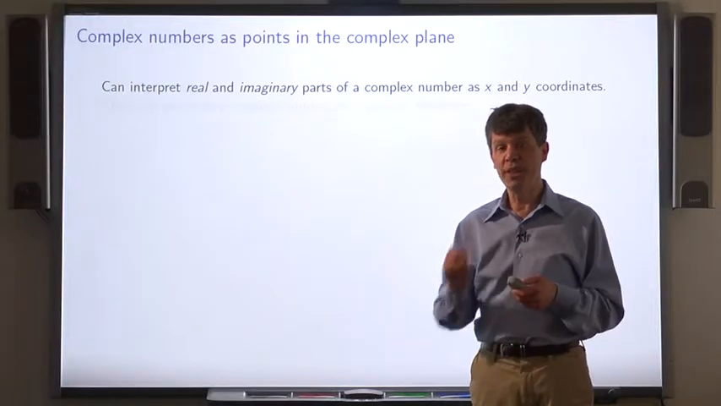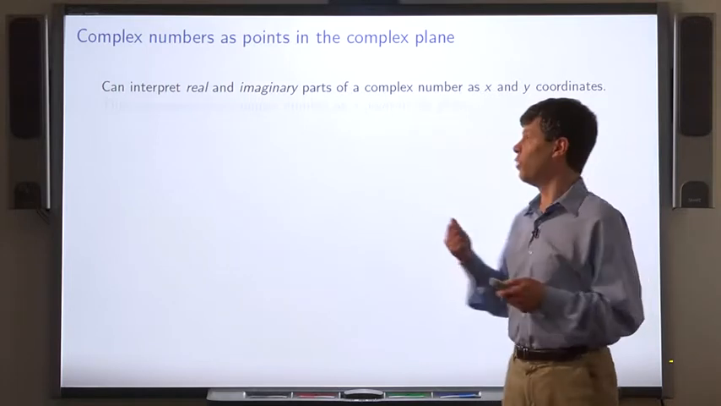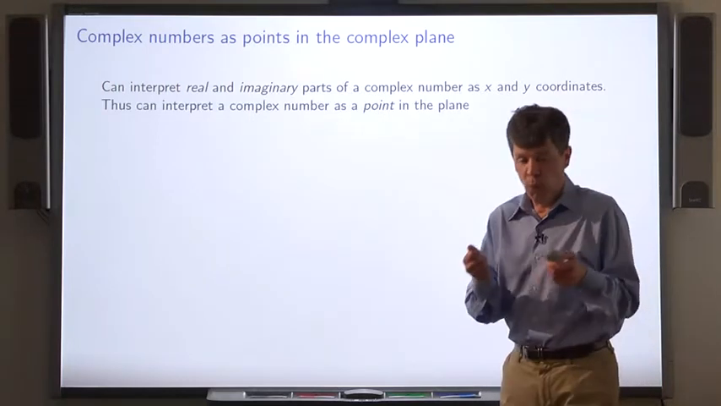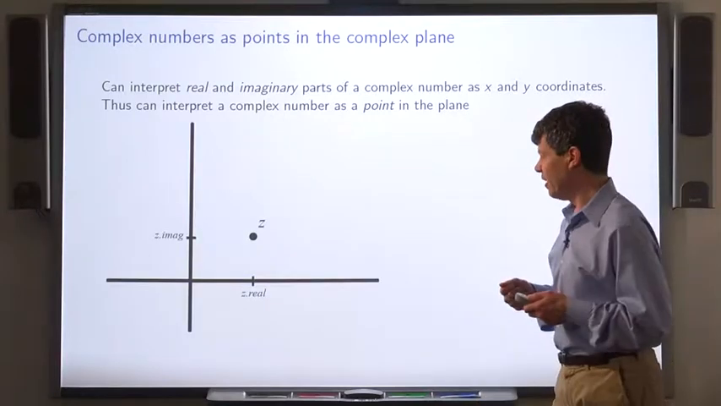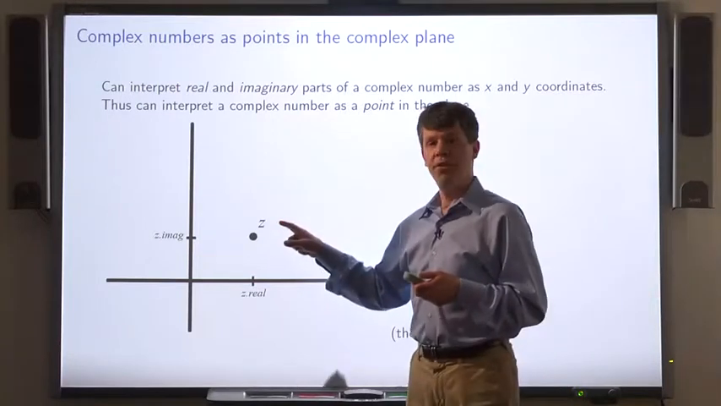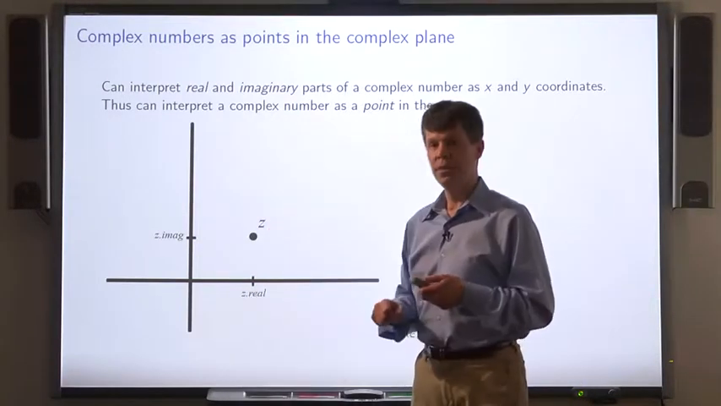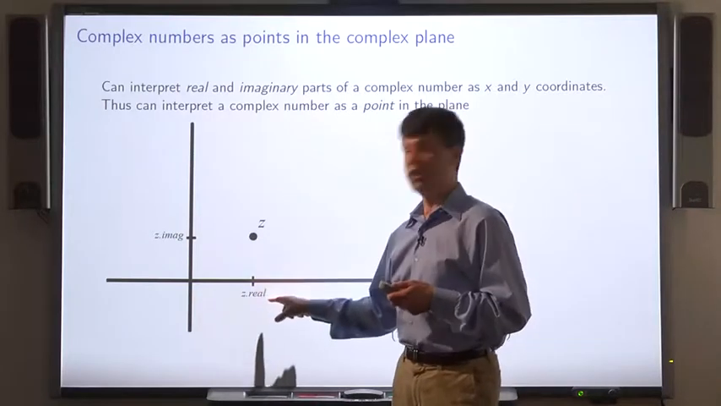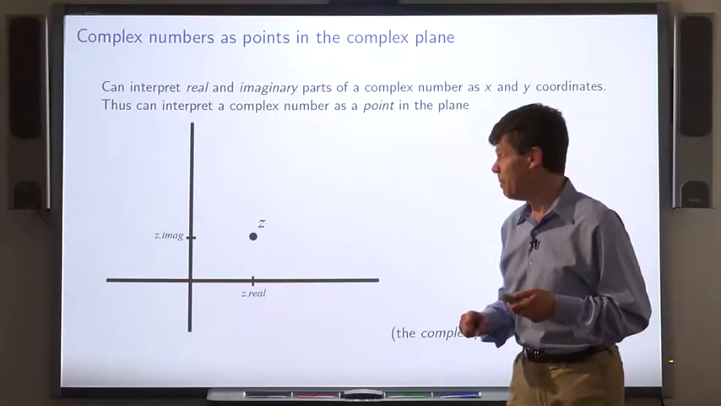We can interpret the real and imaginary parts of a complex number as x and y coordinates. Thus, we can interpret a complex number as a point in the plane. And in this context, we'd call it the complex plane. So here, the complex number z is represented as a point. Its x-coordinate is its real part, and its y-coordinate is its imaginary part.